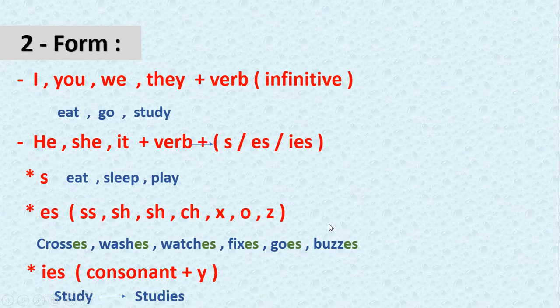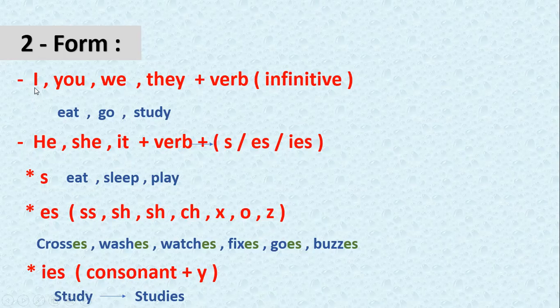We add ES with these endings, and IES when we have a verb that ends with Y and before Y a consonant. But if we have a vowel before Y, like for example play, we add S. So eat becomes eats, we add S here. Sleep becomes sleeps. And here play becomes plays, we add S, not ES. Okay, so now we know how to form a sentence in this tense.